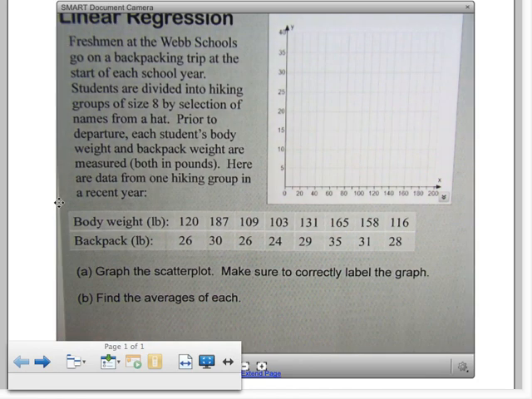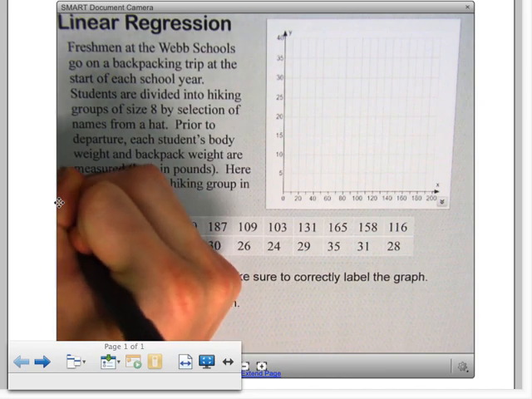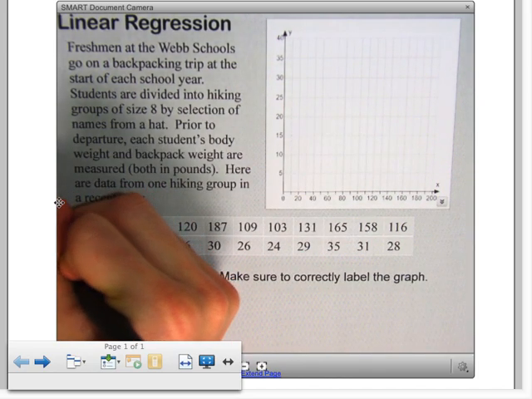Okay, so first example. I'll give you a second to read it. My fault, wrong one. You're fine. Okay, so they give us this data here. Okay, so I'm going to call body weight, I'm just going to call this the X variable. And then backpack, I'm going to call the Y variable.